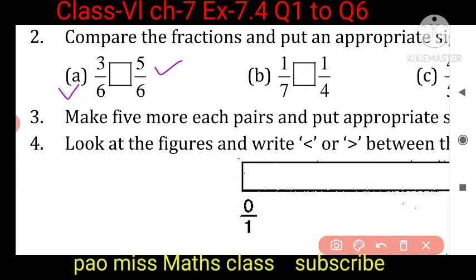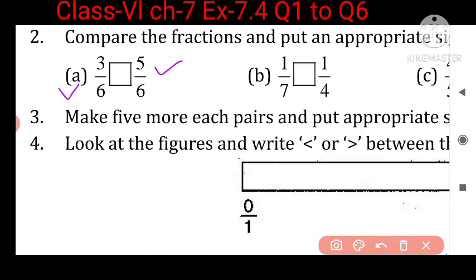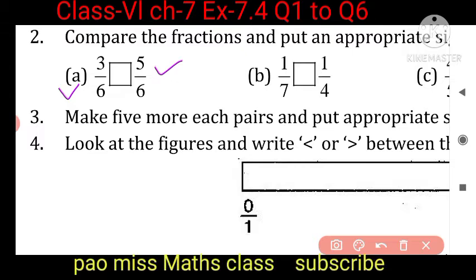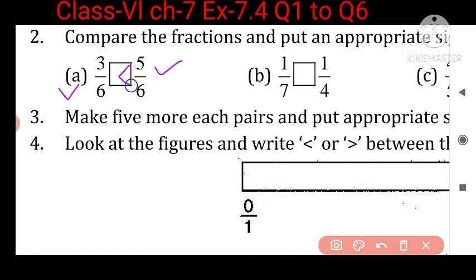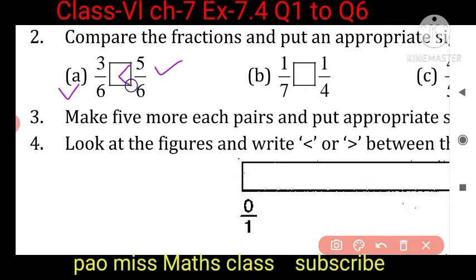Now here you can see these fractions are like fractions. So in case of like fractions, it is very easy to compare, isn't it? So which will be bigger? 5 upon 6 will be bigger because they are like terms.